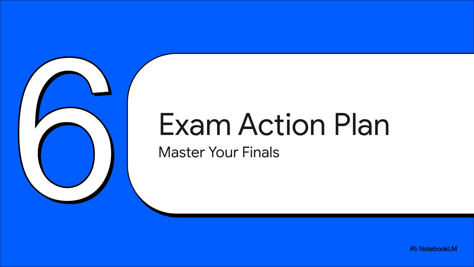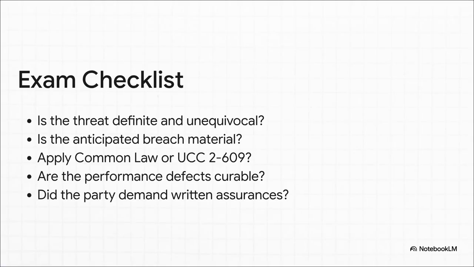Section 6. The 1L Exam Action Plan. Let's get you ready to master your finals. All right, here's your explicit issue spotting checklist. When you read that fact pattern, you need to ask yourself, first, is the threat definite and unequivocal, like we saw in Hotchter, or is it kind of ambiguous, like in Drake? Second, would the anticipated breach actually be material? Third, what universe are we in here? Common law or UCC? That dictates your exact rules for assurances.